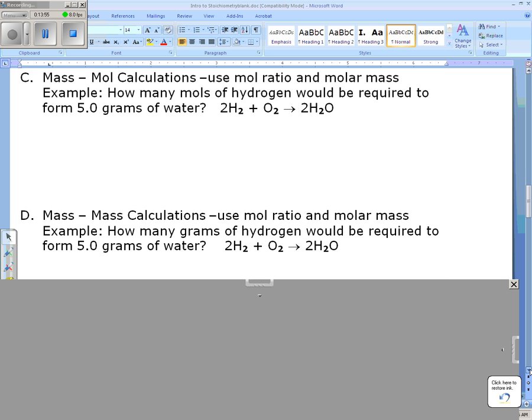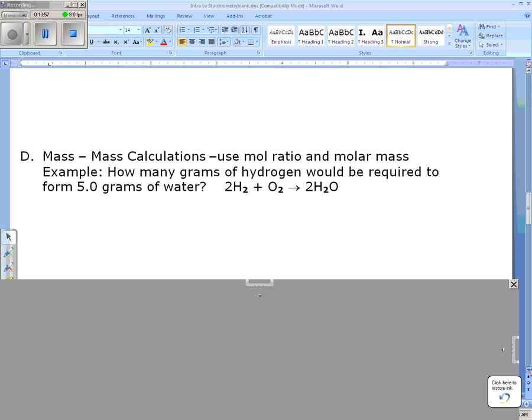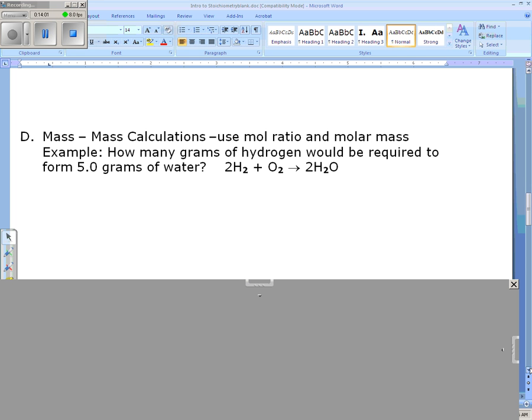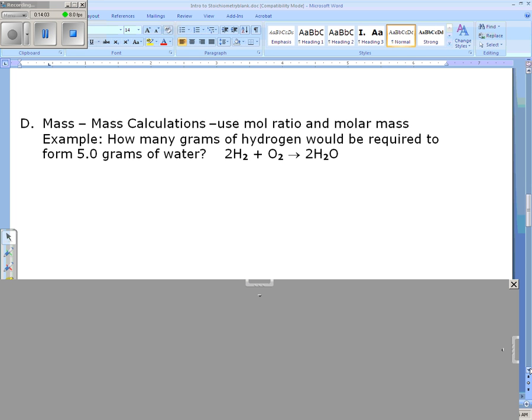Next is going to be mass calculation. This is as far as it's going to go. This is the most practical type because this is what you'd actually see in a real life situation. So, how many grams of hydrogen, so question mark grams, would be required to form 5 grams of water? That's our map. Now we're going to start with the number they give us in the problem, 5 grams of water.